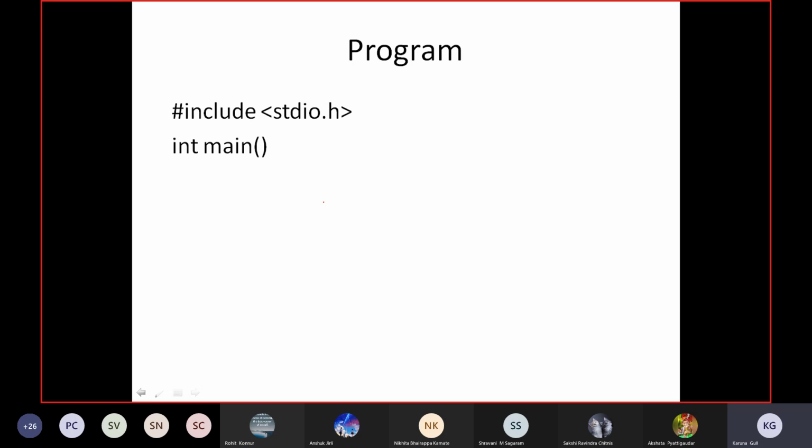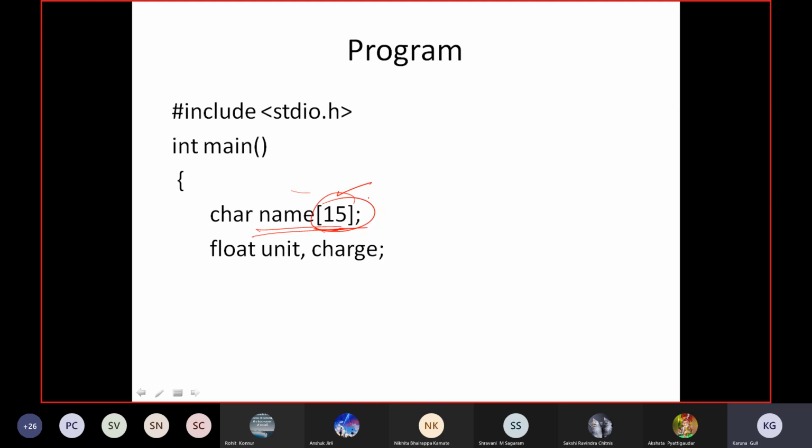So it is the simple thing. Again, hash include. So which are the variables that you are going to use inside this? Units, ma'am. Units. Character, I have written it as name. It's a string over here because I have written the value in the square braces in front of this. Percentage s, I have to use to read a string there. Then floating point values, unit and charge. So how much unit you have consumed, that you have to mention there.